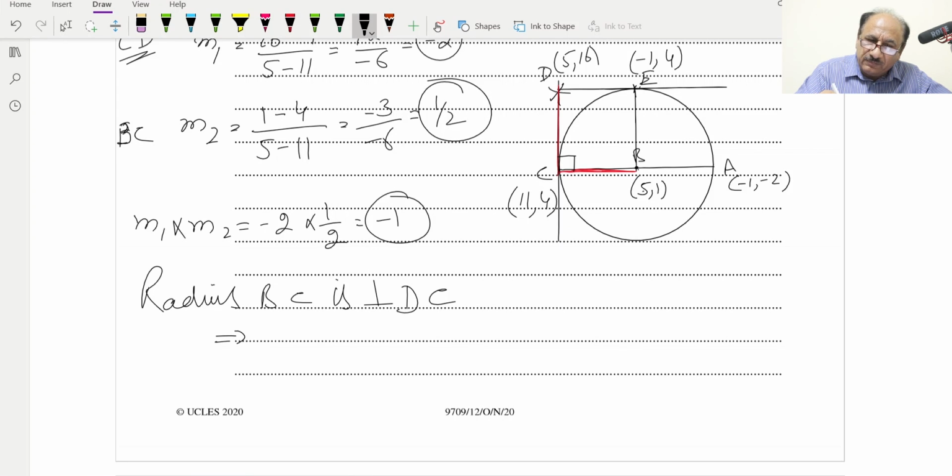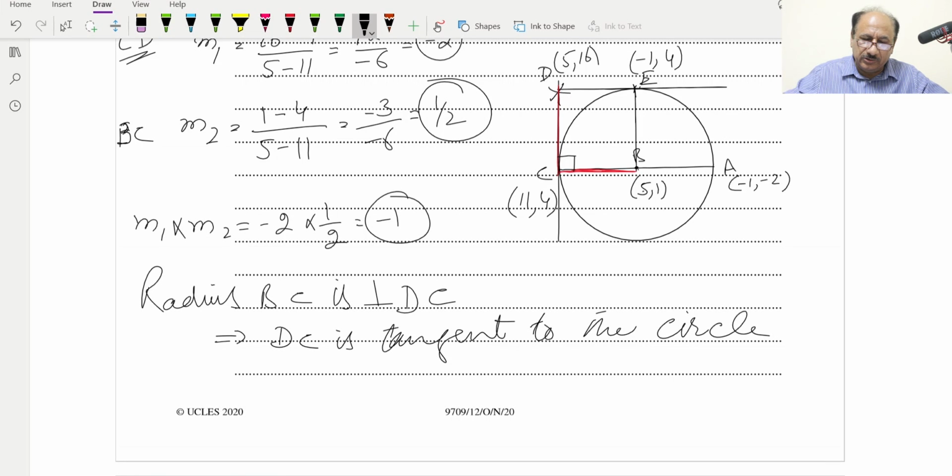If the radius is perpendicular to a line which is touching the circle, this implies DC is tangent to the circle. Tangent to the circle, this one.